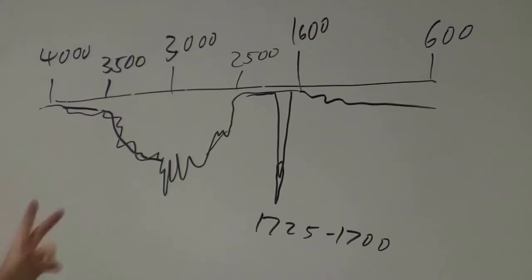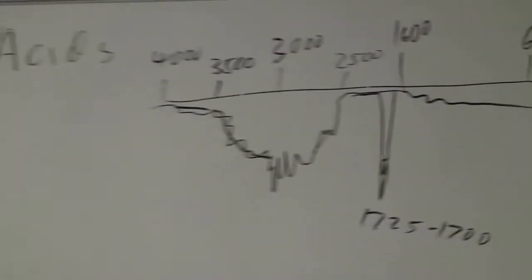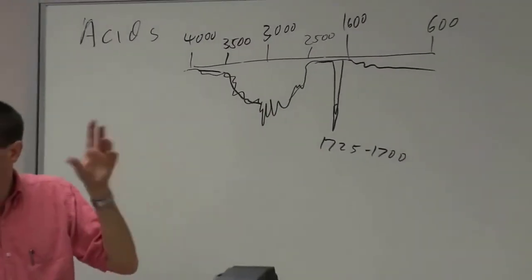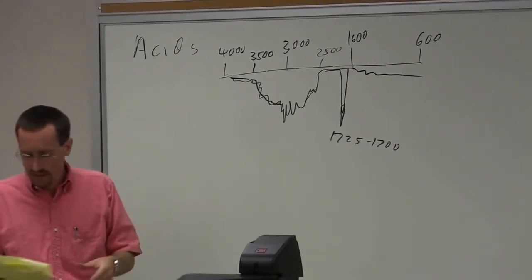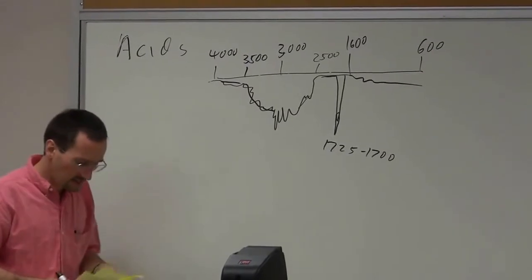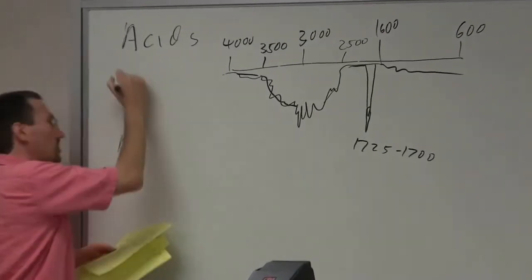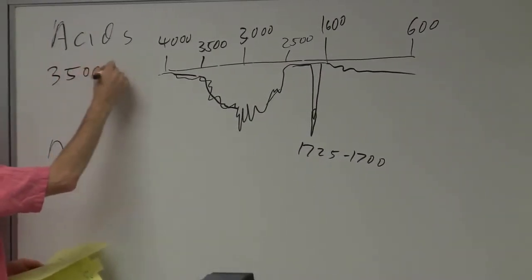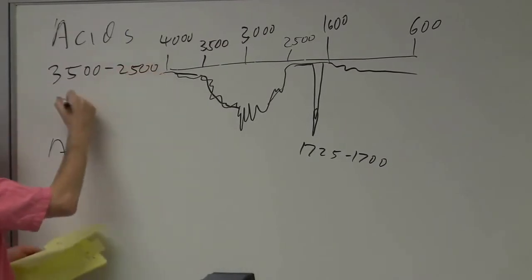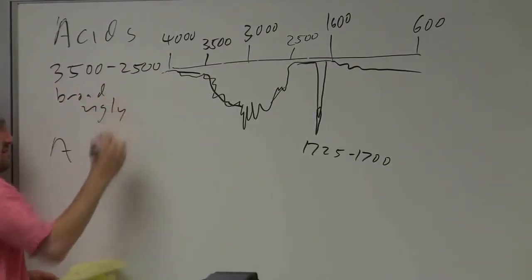KBr pellets, it's really hard to get your KBr dry. And when you get to bigger molecules, being able to figure out, is that just a little bit of adventitious water in my KBr? Is that an alcohol? Is that a carboxylic acid? Can be tough. As I said, aldehydes. So let me write some text here. I'll say 3,500 to 2,500, and I'm going to say broad and ugly.